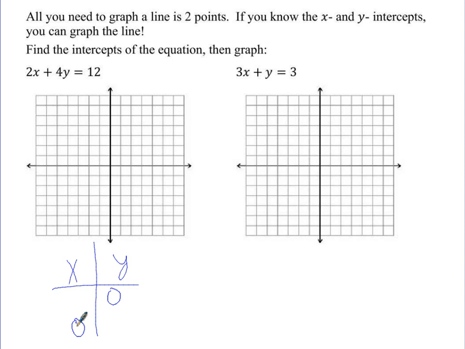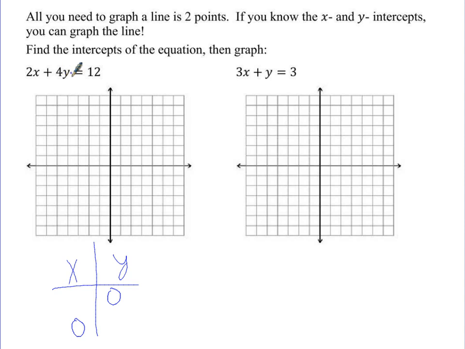When you're graphing using intercepts, you're going to set up a table like this. It's a very simple table. You'll put in a 0 for y, and you'll put in a 0 for x. That's going to give you the 2 ordered pairs that you need to graph the line, the 2 intercepts to the equation. So now all I need to do is plug in 0 for y, and that will give me my x-intercept. If I plug in 0 for y in this equation, what happens?